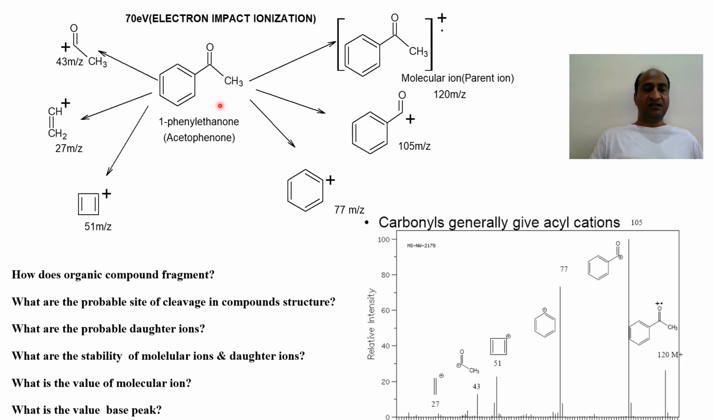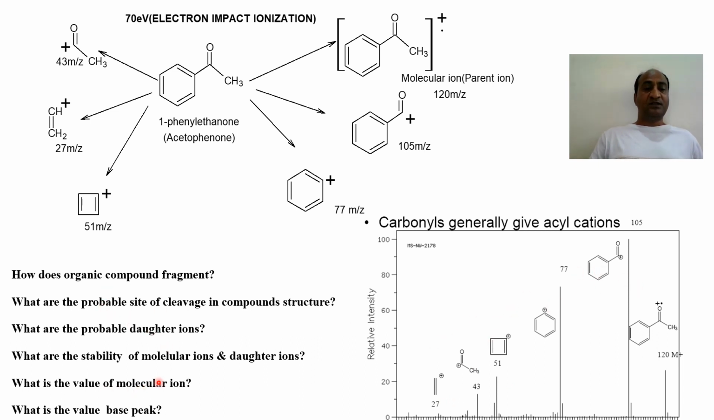Then another is the probable daughter ions. What are the probable daughter ions and what is the stability of the molecular ion and the daughter ions? The stability of the ions in turn gives you the intensity of the peak in the spectrum. The ion which has higher stability will give you a sharp peak with higher intensity. Daughter ions with low stability give you the lowest peaks in the mass spectra. So likewise, the stability of the ions is also important.